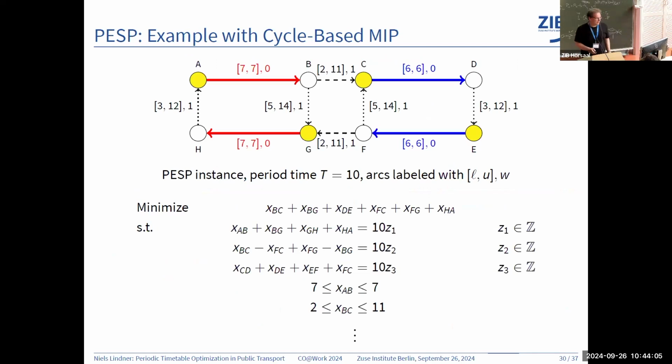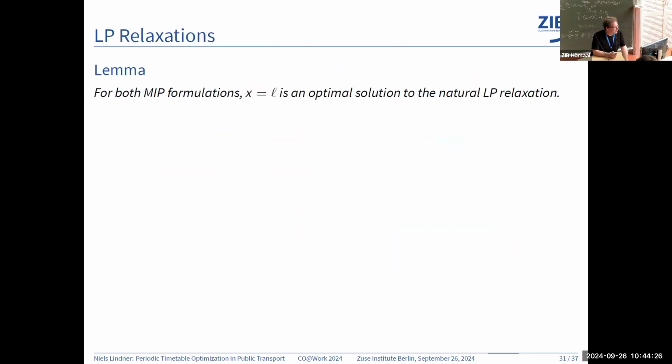And again, you can write down this formulation. It's not hard to understand. So you have these 3 cycles here that give you 3 constraints. Along these cycles, the tensions need to add up to an integer multiple of t. You have to do this for 3 cycles. You write down the bounds. That's it. And again, you can use your favorite MIP solver to solve this. Great.